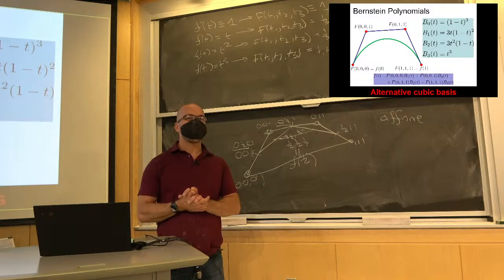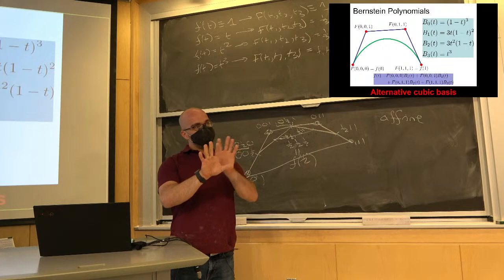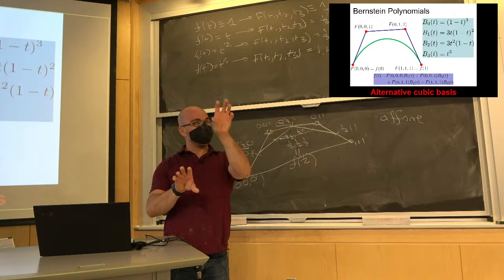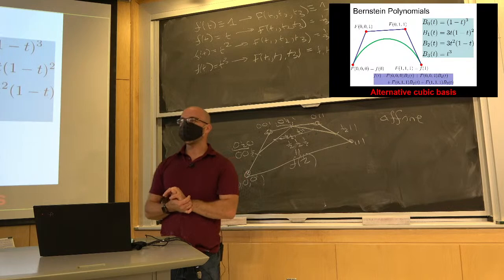So the cubic blossom is really defined for one cubic function at a time. And so there's really just three separate ones, one for the x coordinate, one for the y coordinate, and then if you're in 3D, one for the z coordinate. Any other questions?